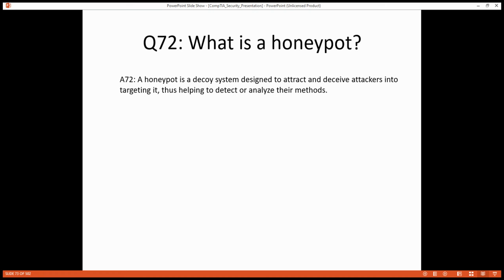Q72. What is a honeypot? A72. A honeypot is a decoy system designed to attract and deceive attackers into targeting it, thus helping to detect or analyze their methods.